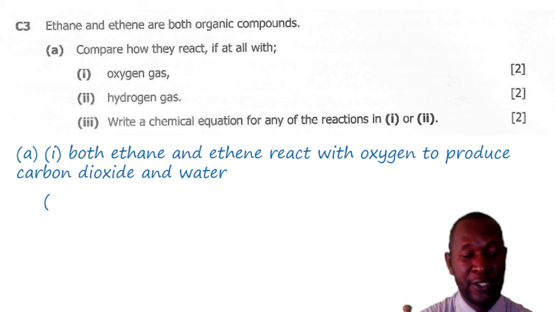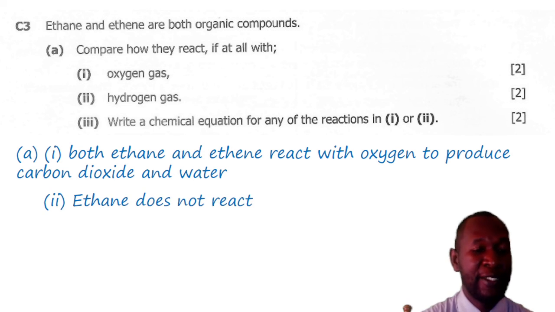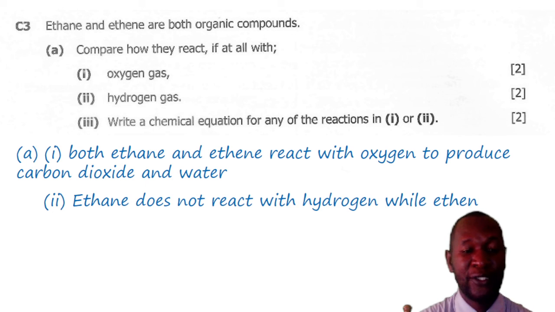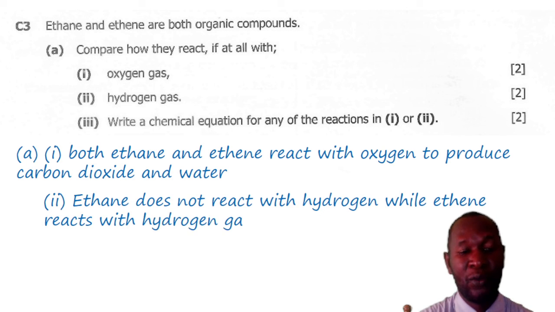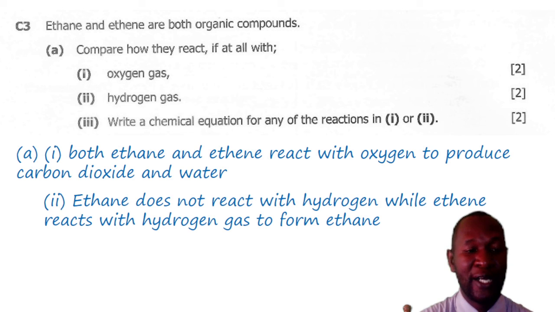So with hydrogen gas, what basically happens is that ethane does not react with hydrogen gas, while ethene reacts with hydrogen gas to form ethane. This is what is known as hydrogenation. So this process is what is actually used to form margarine, where we actually turn oil into margarine. Okay. Part B, write a chemical reaction for any of the reactions in 1 or 2 above.